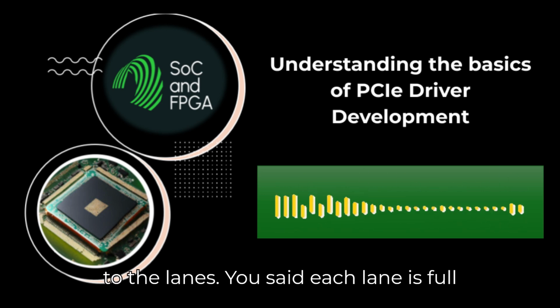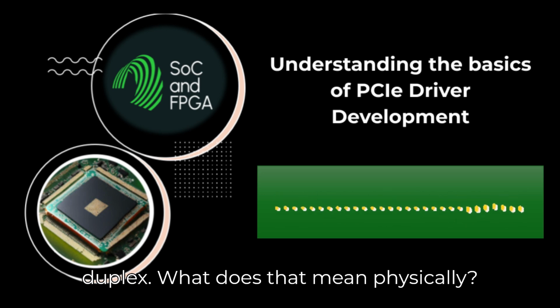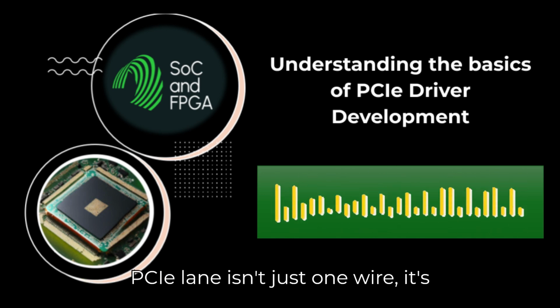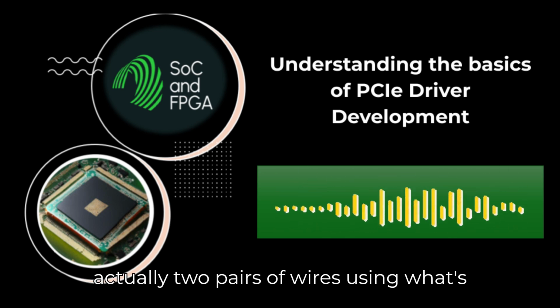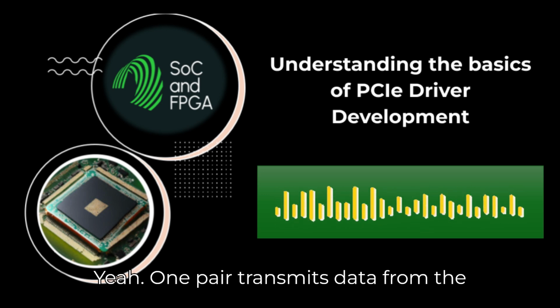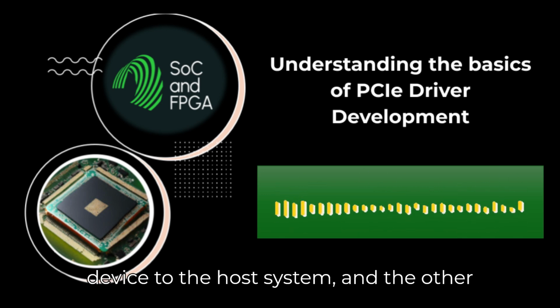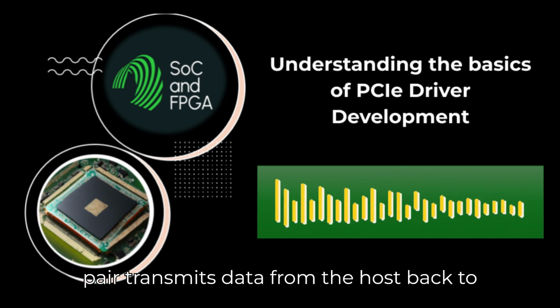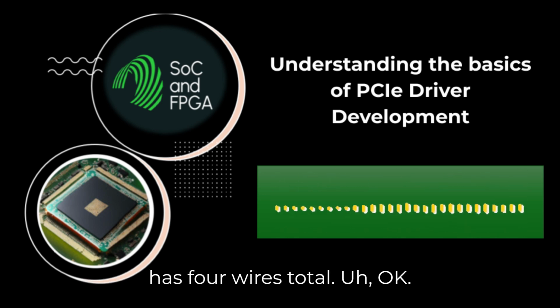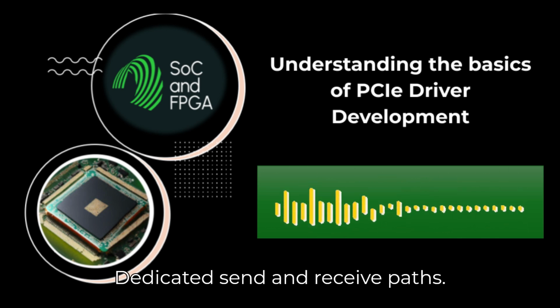Let's circle back to the lanes. You said each lane is full duplex. What does that mean physically? How is it wired? Right, so a single PCIe lane isn't just one wire. It's actually two pairs of wires using what's called differential signaling. Two pairs? Yeah. One pair transmits data from the device to the host system, and the other pair transmits data from the host back to the device. So even a basic x1 link has 4 wires total. Okay. Dedicated send and receive paths. Exactly.